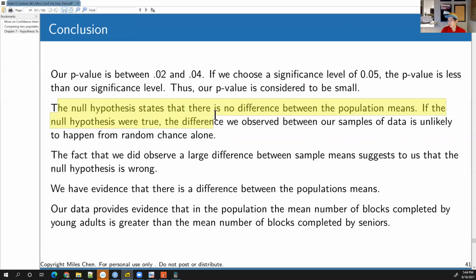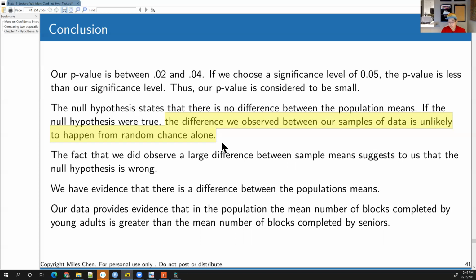The null hypothesis says there's no difference between the population means. And if that were the case, if there's no difference between the average number of blocks completed by young adults and the average number of blocks completed by seniors, it would be unlikely to get a sample where the difference is 3.9, okay? It's possible, but that only happens between 2 and 4% of the time. It's like 1 in 25, anywhere from 1 in 50 to 1 in 25. Doesn't happen very often. It could happen, but it doesn't happen very often.